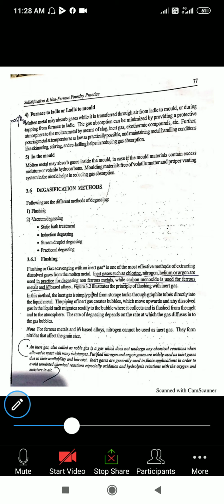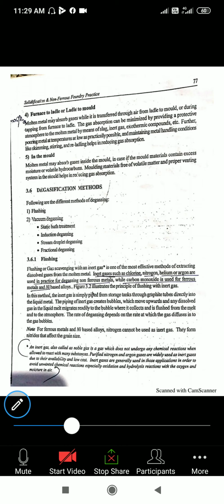Now what are the preventions to be taken? The pouring temperature should be as low as practically possible, and maintaining the metal handling conditions, like skimming, stirring and rending, helps in reducing gas absorption. When you carry the molten metal from the furnace to the mold box, you have to continuously stir the molten metal so that whatever gases are there come to the upper surface of the molten metal and are exposed to the atmosphere. So these are the preventions to be taken while carrying the molten metal.